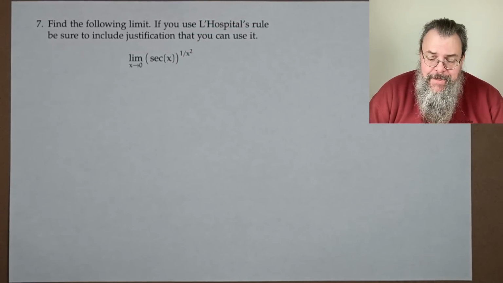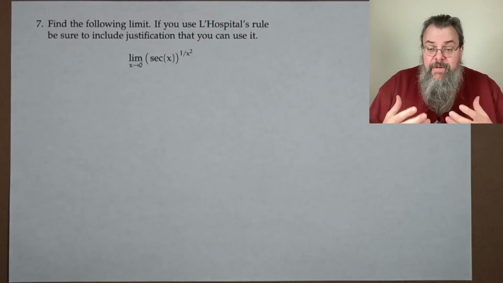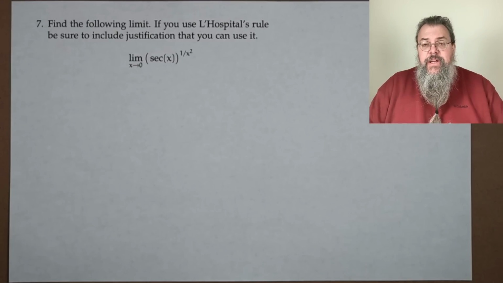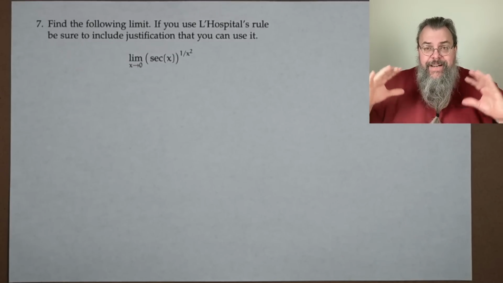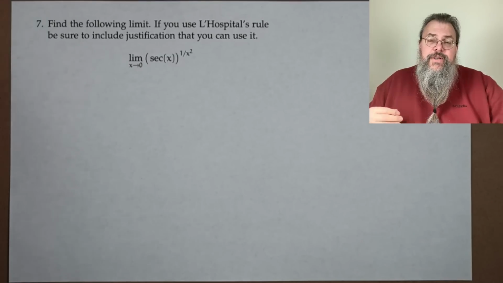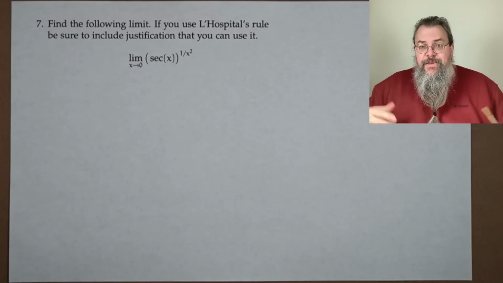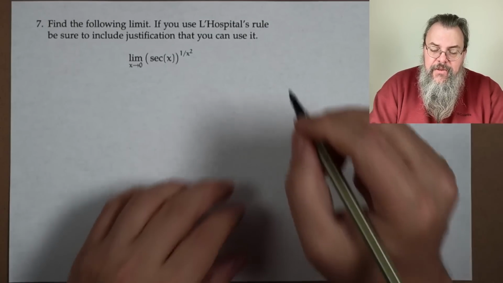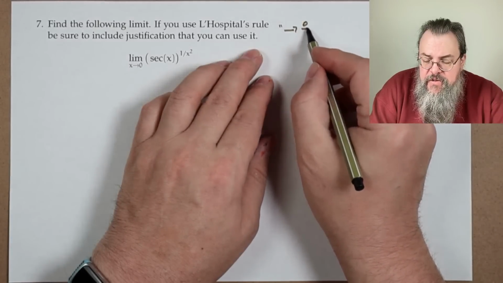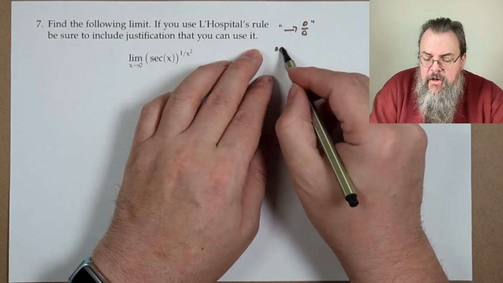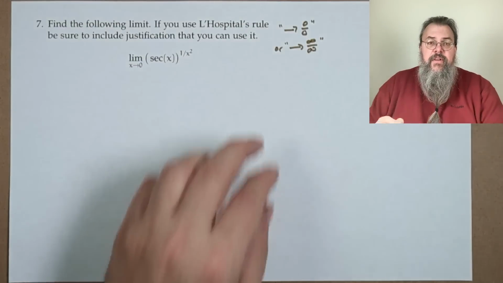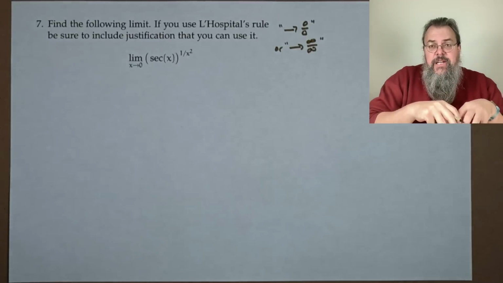Find the following limit. If you use L'Hopital's rule, be sure to include justification that you can use it. Now, don't stress too much about that kind of a statement. What do you mean justification that we can use it? Well, we don't want you just wildly taking derivatives when you don't need to take derivatives. So the justification says we're really looking for something that looks like you approach 0 over 0, or you're going to infinity over infinity. We're looking for that kind of statement, because that's what you need to take L'Hopital's rule.